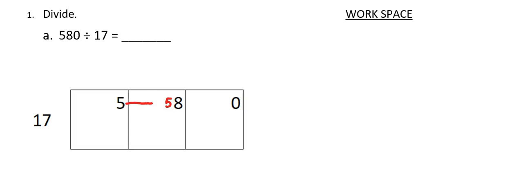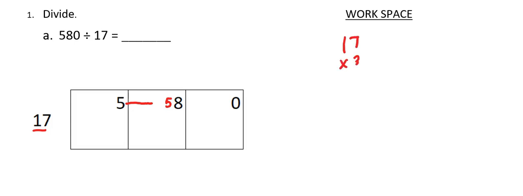Now my question is, how many groups of 17 can I take out of 58? Again, I'm going to think of 17 as being close to 20, and use that fact to help me get close to 58. So 3 groups of 20 would be 60, and 58 is pretty close to 60. That might be a place for me to start. I'm going to use the workspace off to the right to figure out what 17 times 3 is. Again, using 20 is just a starting point. I still have to do the multiplication to find the exact answer.